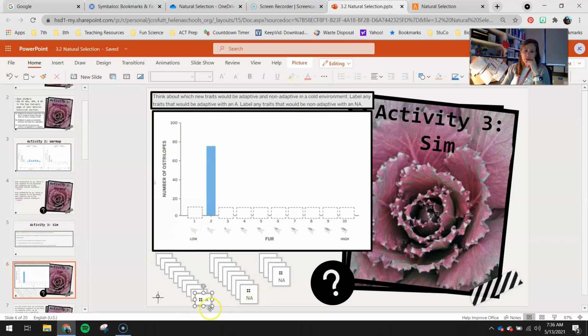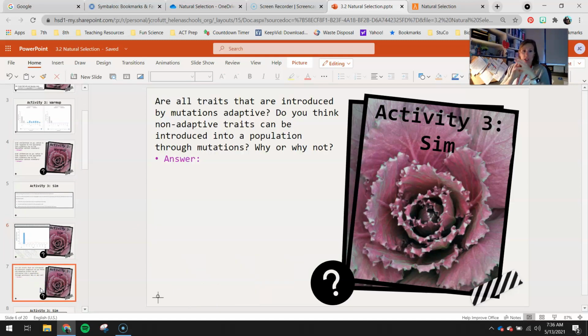Obviously, you guys will notice there's a lot of extra A's and non-A's than you will need. So you will have some left over, and that's okay. Then answer this question here.